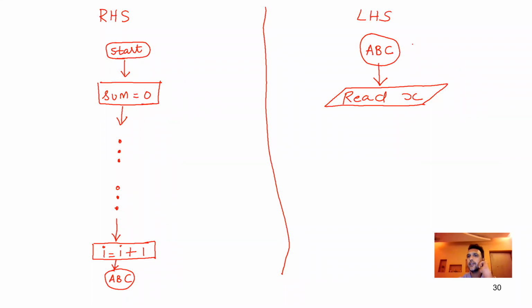Instead of writing ABC here, can I write XYZ? No. We have to write the same again. We have to write ABC only, because if you write ABC, then only it would mean that the two are connected to each other. Okay, so this is how a connector works.